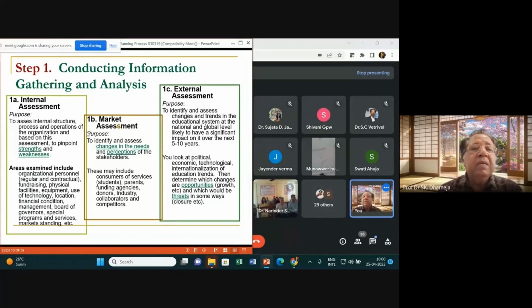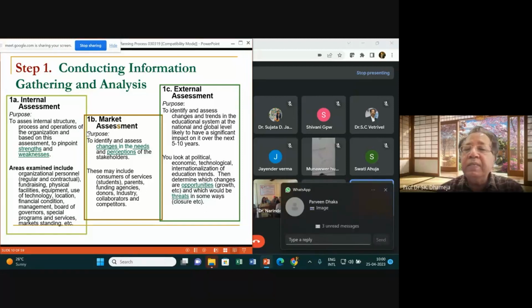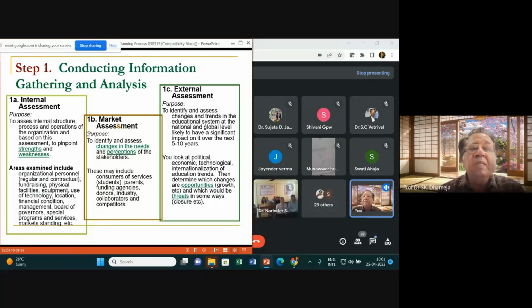To assess the internal structure, process, and operations of the organization, and based on this assessment, to pinpoint the strengths and the weaknesses. So keeping the internal assessment in your mind, what are the strengths of the organization and what are the weaknesses of the organization. The areas examined include the organizational personnel, how many people are working over there, including the regular and the contractual, fundraising, physical facilities, equipment, use of technology, location, financial condition, management, board of governors, and all these things basically.